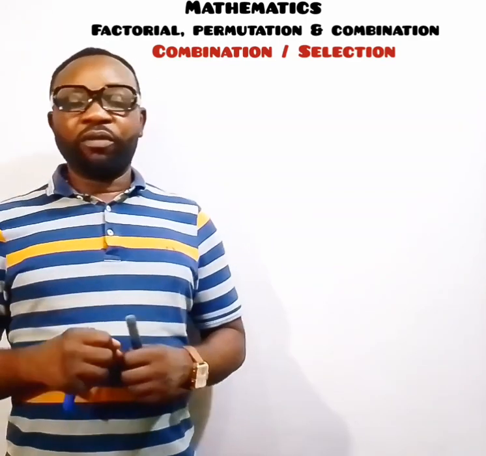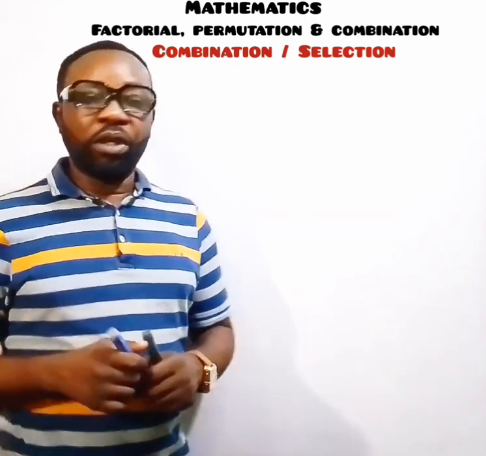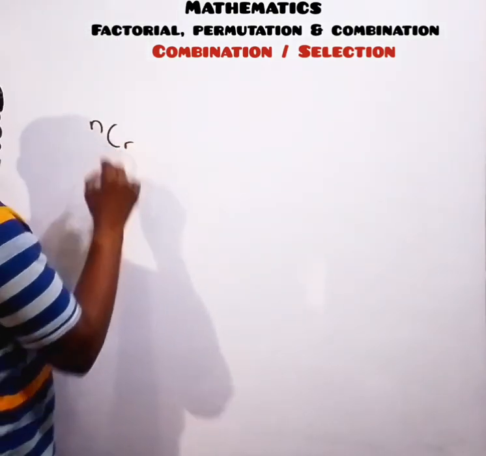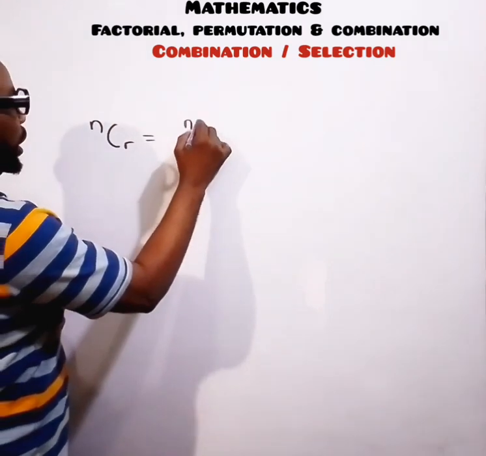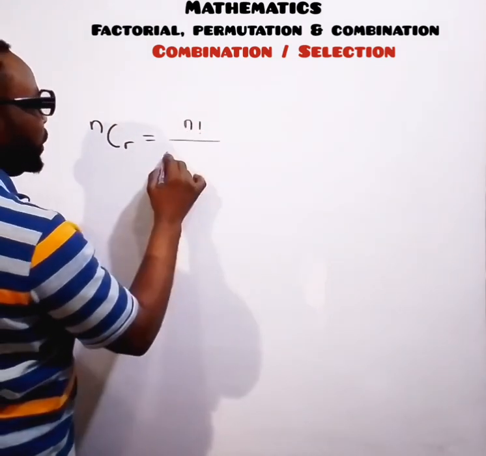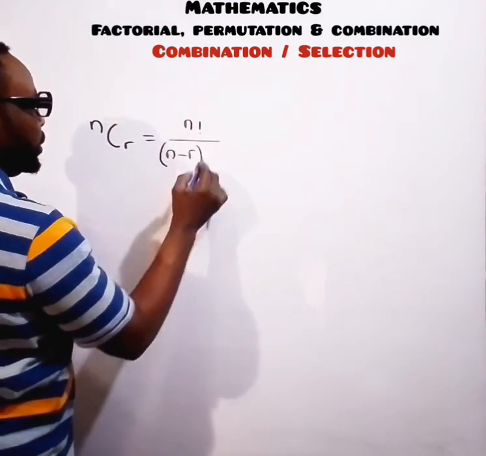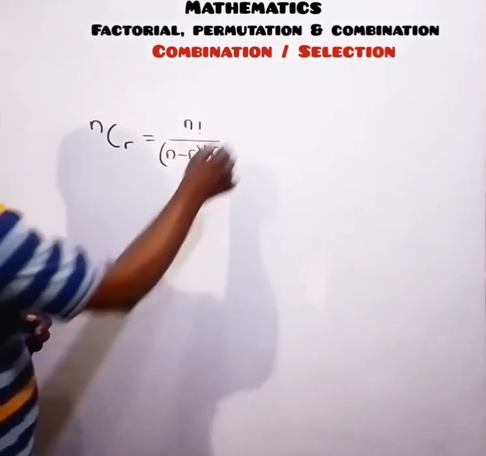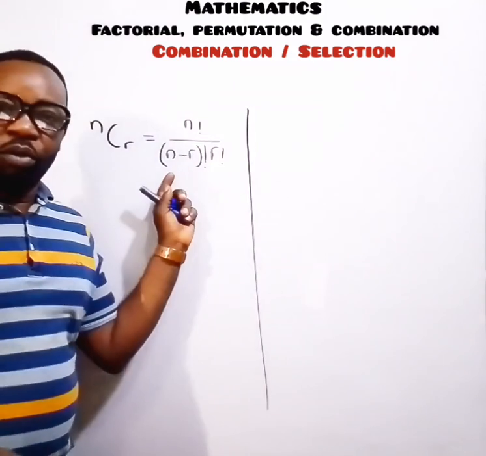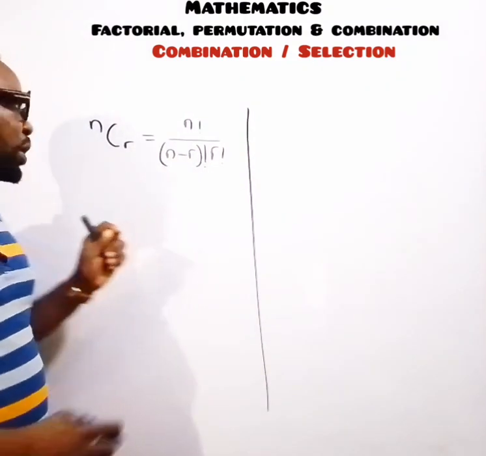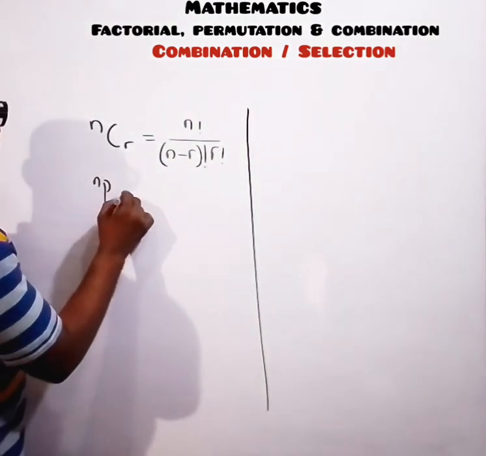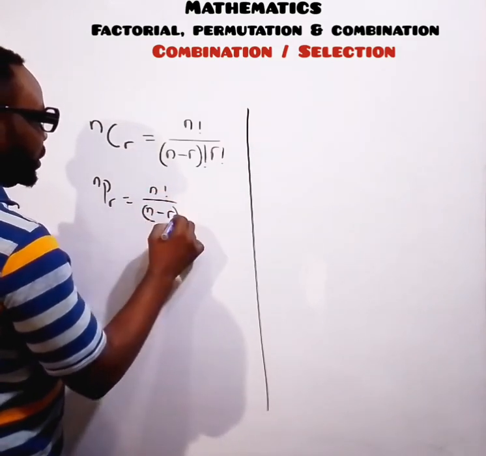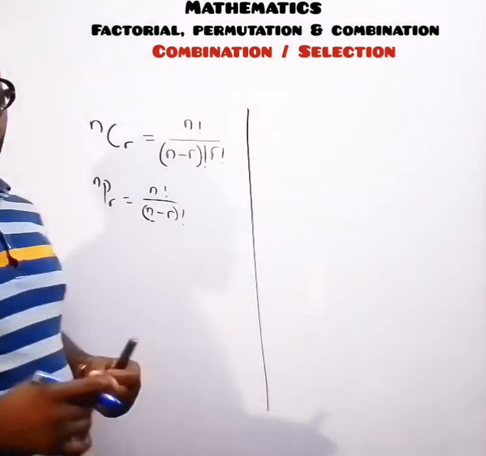Now, the formula for combination goes thus. We have n combination r equal to n factorial all over n minus r, open the bracket, factorial, r factorial. Compared to the permutation, where we have n permutation r equal to n factorial over n minus r factorial. You can see the difference between them.